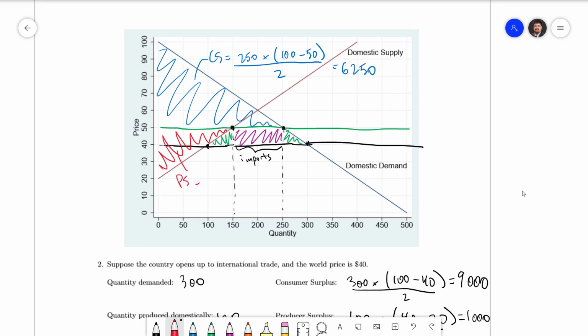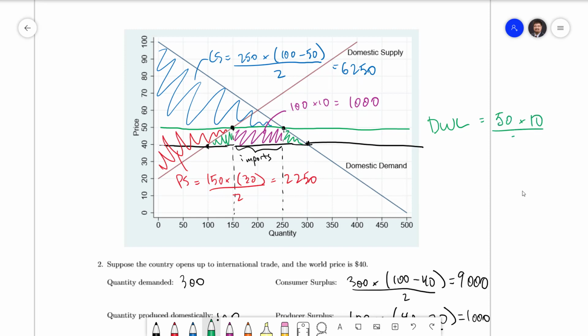For the producer surplus, we have a base of 150, a height of 30. Divide that by 2, that gives us 2,250. For the government revenue, we have a base of 250 minus 150, which is 100, times a height of 10, which gives us 1,000. And the deadweight loss is going to be those two small triangles together. Each of them has a base of 50, a height of 10, divide that by 2, but then there's two of them, so we're just going to multiply that by 2 again. Cancel those out, we get deadweight loss of 500.